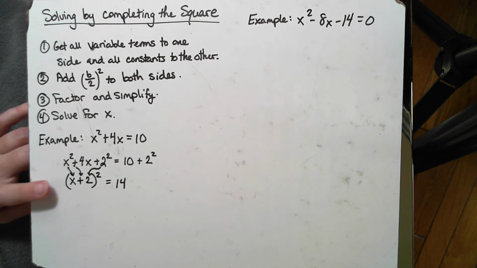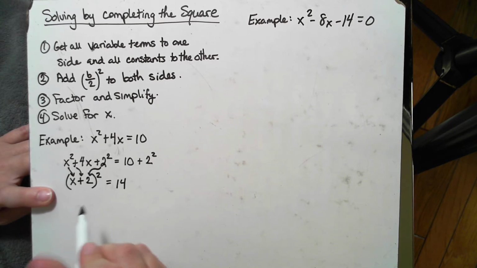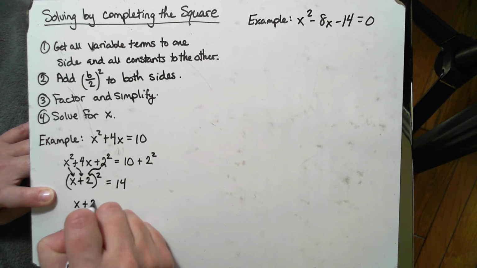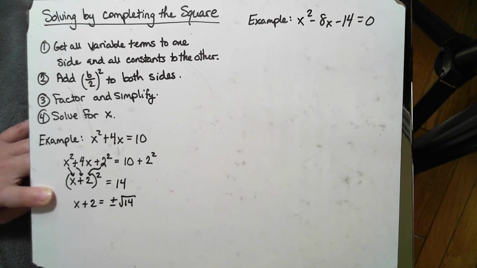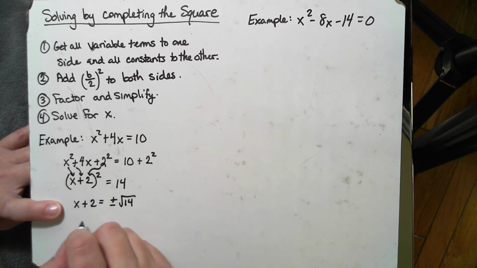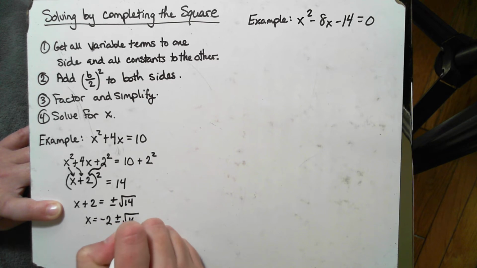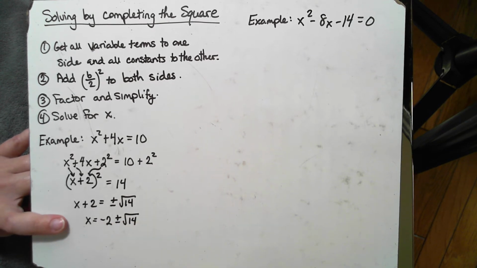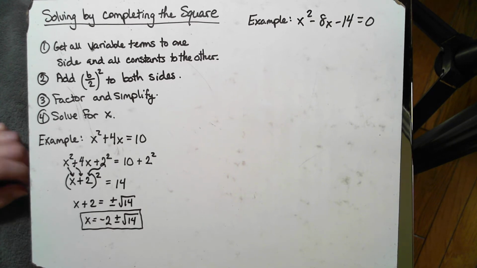Now I need to solve for x. I'm on to this last thing, solve for x. So I'll do the square root on both sides. So x plus 2 equals positive or negative square root of 14. And then I'll subtract 2 on both sides. So x equals negative 2 plus or minus the square root of 14. And that is the final answer for this. Okay, so there are actually two answers, negative 2 plus the square root of 14 and negative 2 minus the square root of 14. Let me show you another example.